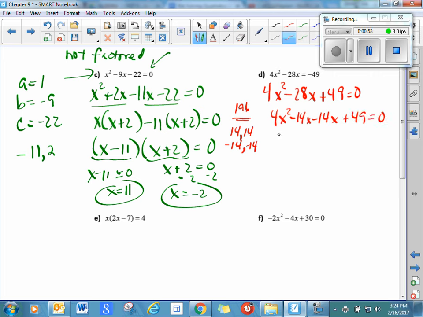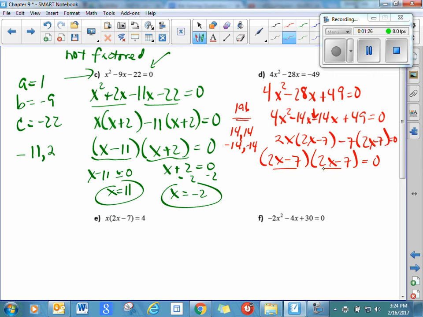I group, and I get x minus 7, and then minus, there's the minus sign right there for that grouping, x minus 7 is equal to 0. And my last factoring piece will be x minus 7 times x minus 7 equals 0. So the first thing you might notice is these are exactly the same factor, and that's okay. So we're going to proceed on.